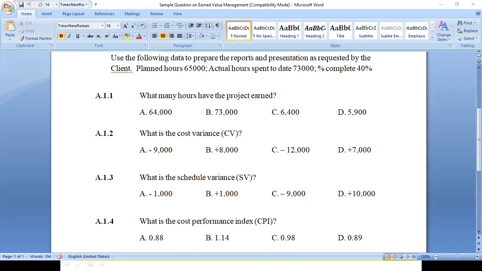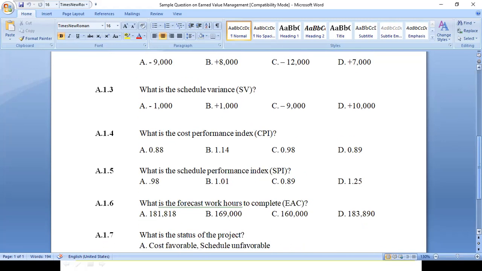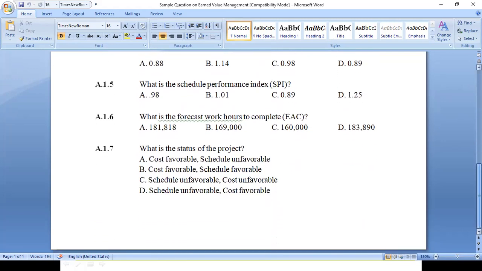So 64,000 is your earned value, 65,000 is your planned value, right? Yes. Okay. So now give me the answer for A.1.6.